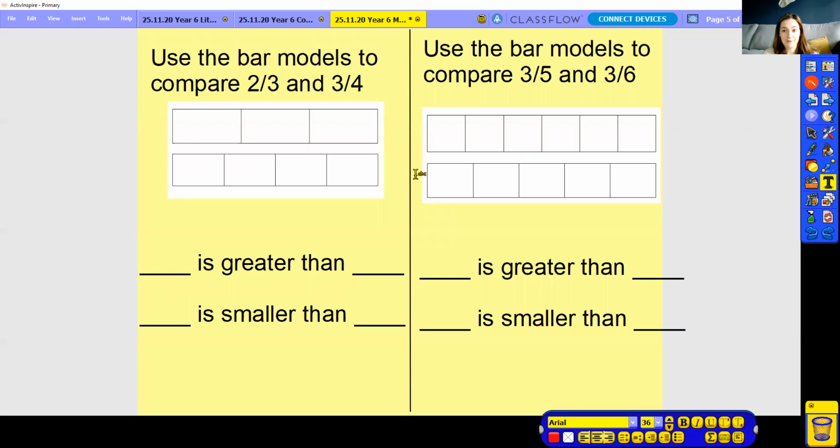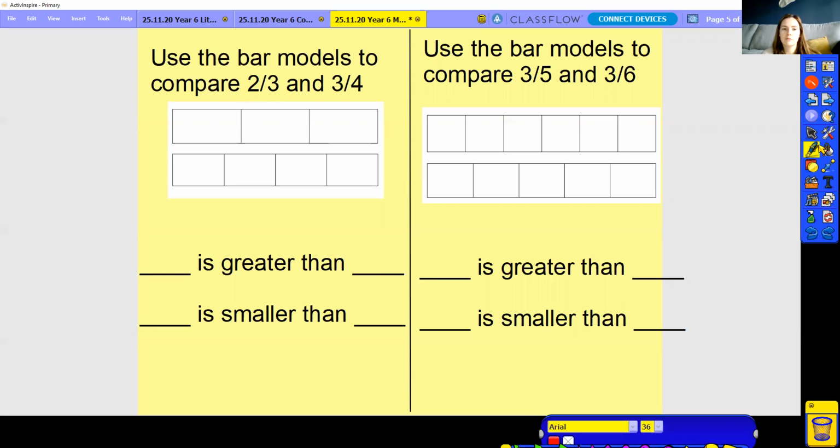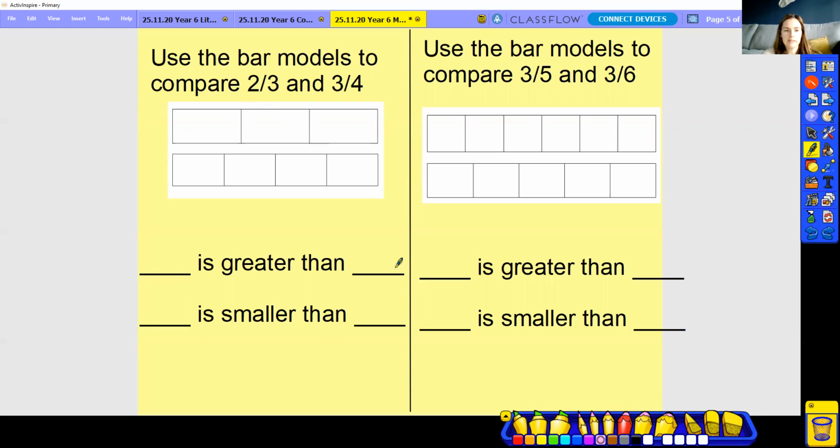Okay, so if you're ready, we can go through the first one on the left. It says compare 2/3. So I'm going to colour in 2/3 first. We'll do pink this time. This one's split into thirds, so we need to do 2 out of the 3. 1, 2. And then the second one, it says 3/4. We'll go green. So we've got 1, 2, and then the third.